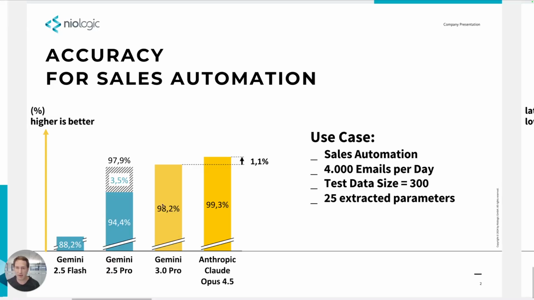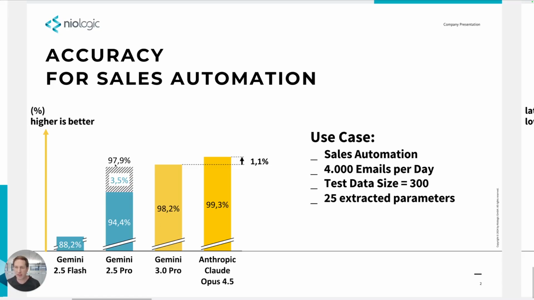And for Gemini 3.0 Pro, we now see 98.2%. So in this real world benchmark, once again sales automation, 4,000 emails per day, test data size was 300 emails, 25 extracted parameters. And there we see 98.2% accuracy. So that's usually where customers, as I said earlier, make a check on it. People say, okay, 2 percentage points is good enough for me, I will use it.